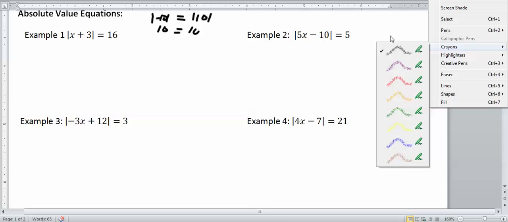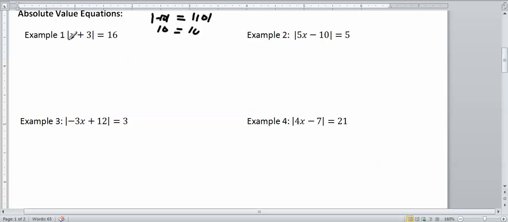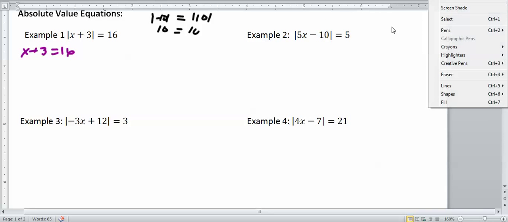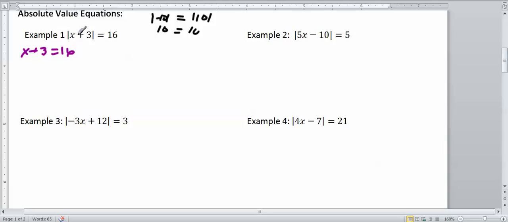So I'm going to set up two equations. My first equation is going to be the normal one. I'm basically removing the sign. I get x plus 3 equals 16. And then the second equation that I'm going to set up, because the inside of this can be -16, I'm going to solve it for -16. So my second equation is going to be x plus 3 equals -16.